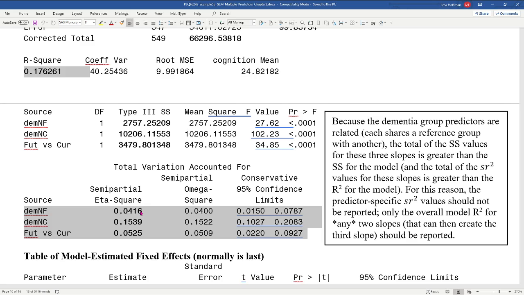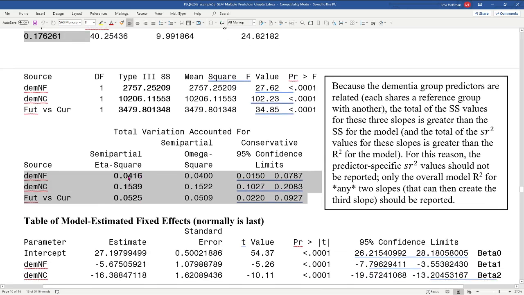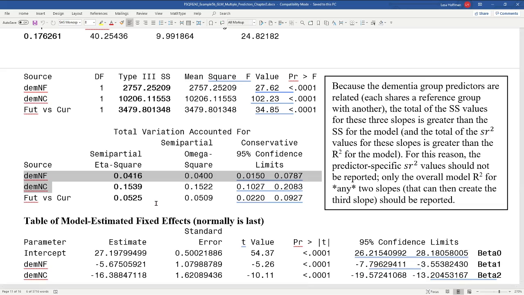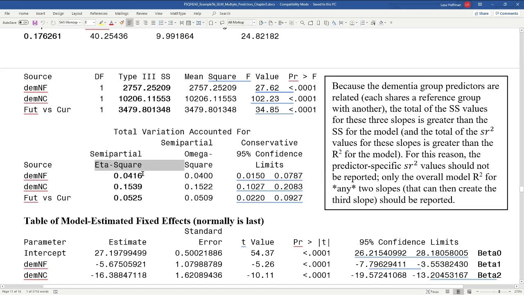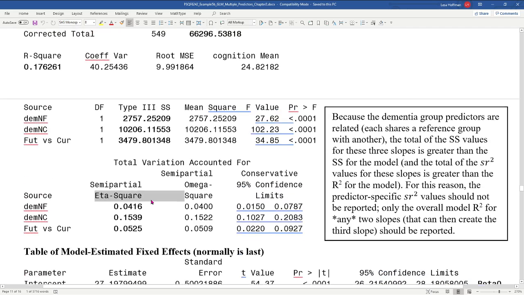So in this example and in what follows, we're not going to report or interpret semi-partial eta squares for these individual dummy-coded contrasts. Instead, what we will be asking for is the semi-partial eta square that results from the combination of these two predictors that is responsible for creating all three possible group differences. So you can't split them and look at their individual effect sizes in terms of semi-partial eta square. It doesn't work. The whole is smaller than the sum of the parts in this case.